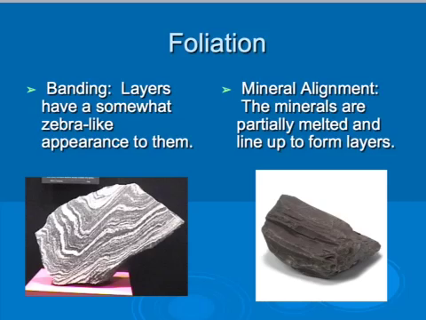Here's an example. Here with this piece of gneiss, you see you got the wavy bands. It looks like zebra stripes is the best way to think about it, so I always say zebras have nice stripes. Mineral alignment, we're going to get these layers here that are caused by the minerals basically being flattened out.